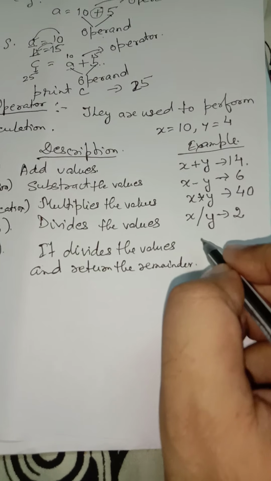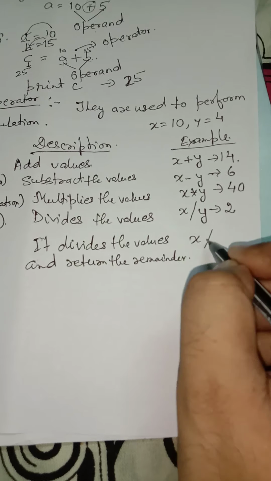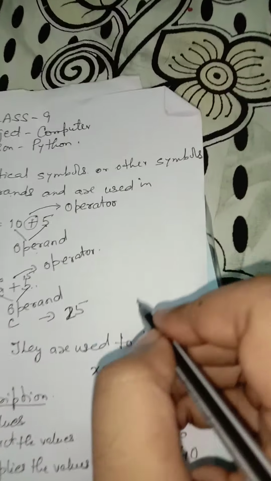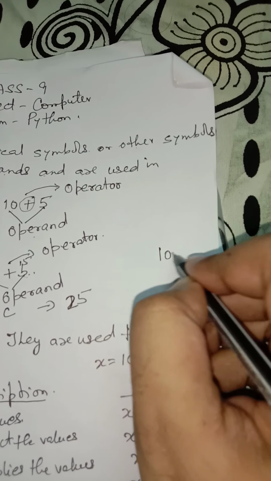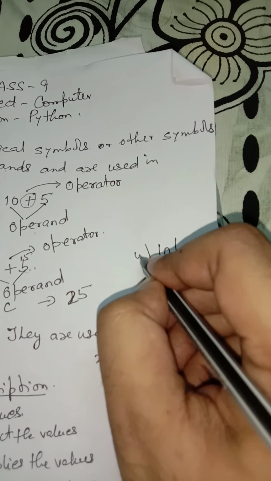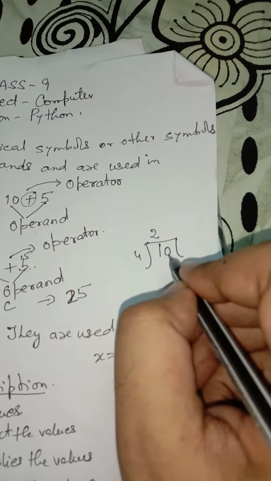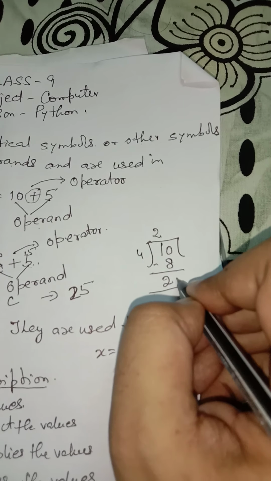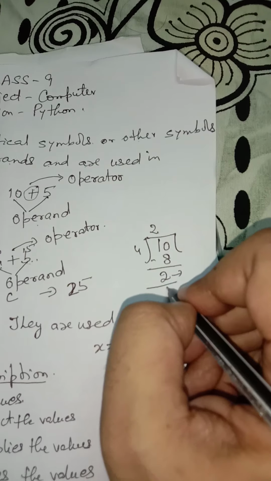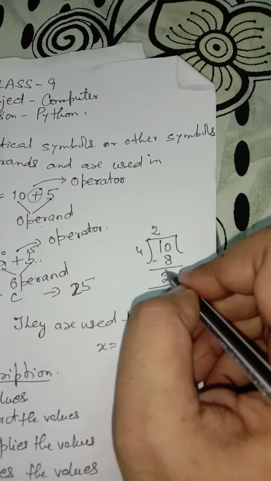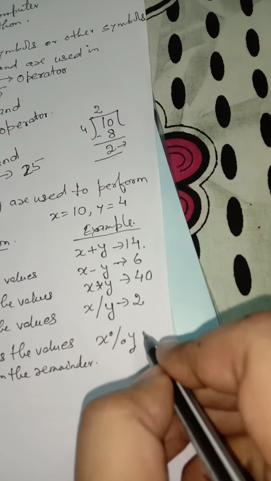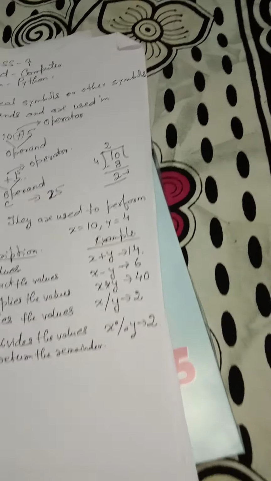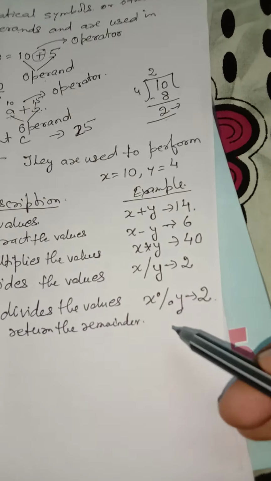Suppose I have written x modulus y. Now how will it perform? The value of x is 10 divided by 4, 4 twos are 8. So here ultimately 2 is the remainder, and since we have used the modulus sign, the remainder 2 will be printed over here. So this is the output, 2.